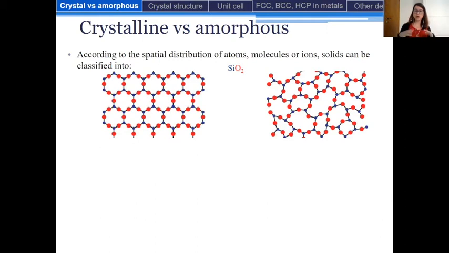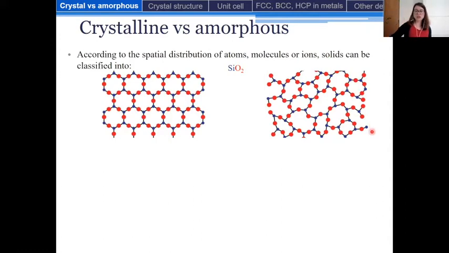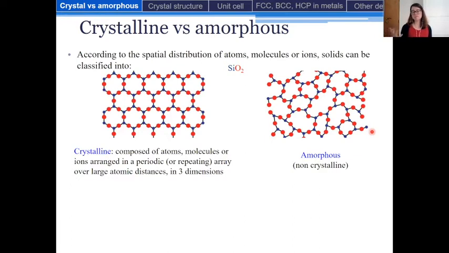On the left part, you have a very organized arrangement of these atoms, in a repeating manner, whereas on the right part, the right representation, you have a more random organization of these atoms. You can't find a pattern that is repeated. So we introduce the definition of crystalline and amorphous materials. Crystalline materials are composed of atoms or molecules or ions that are arranged in a periodic or repeating array over a large atomic distance.